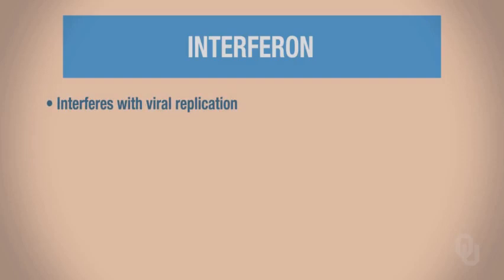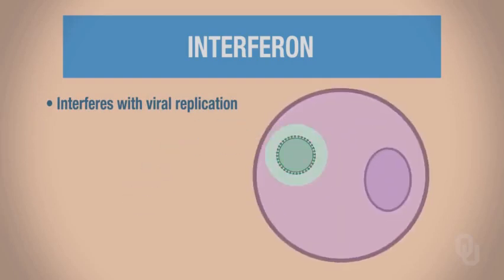Then we have interferon. This is another type of innate immunity. And the goal of interferon is to interfere with viral replication. Now, many of you have had intro zoology, and so you know that when a virus gets inside of a cell, the virus takes over the machinery of that cell. And so it starts producing its own viral RNA and its own proteins.